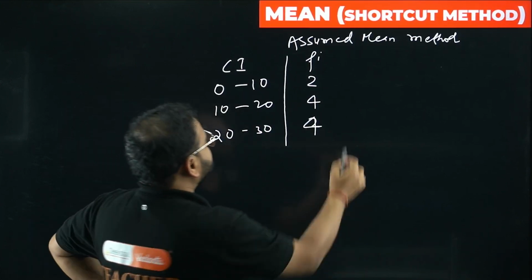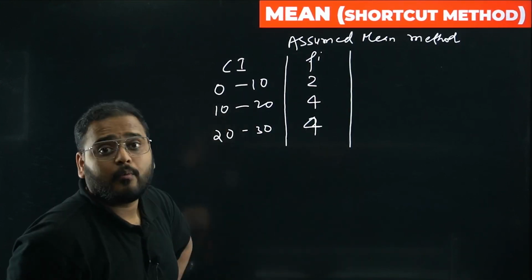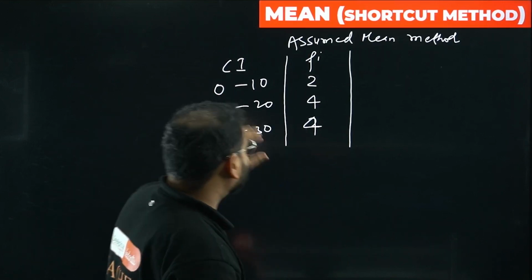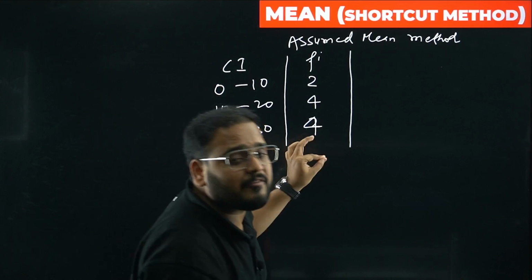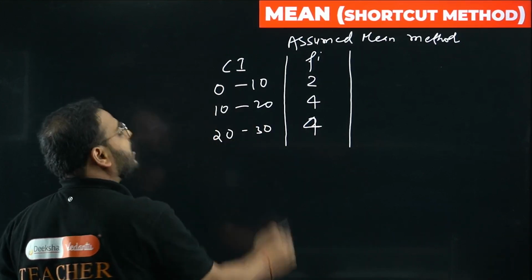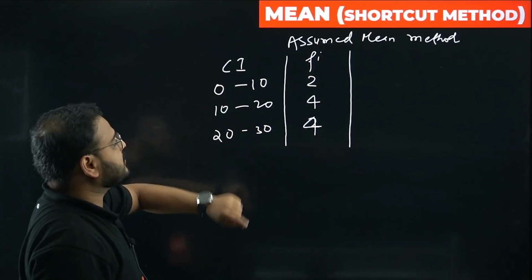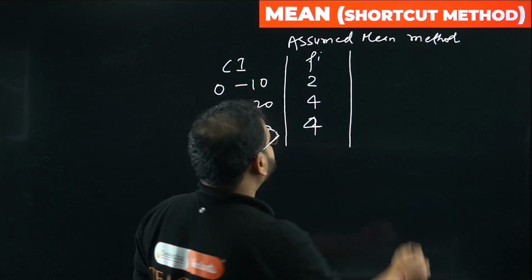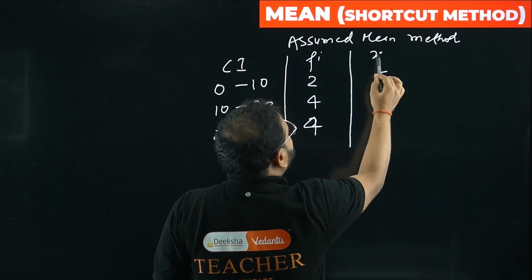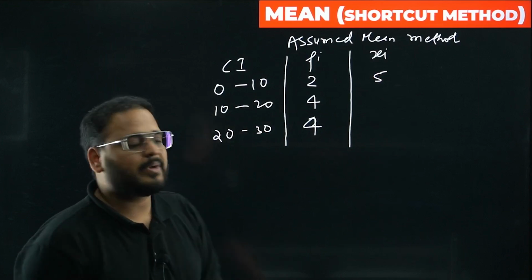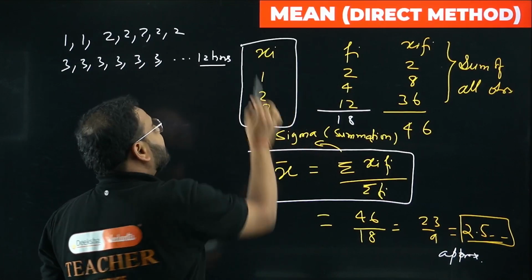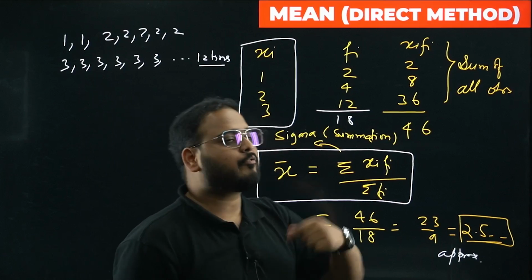Now what we're going to do, we're going to find the class mark from here. Once the class interval is given to you, you have to find the class mark. What is class mark? Sum of the upper and lower limit of this class interval, divided by 2. 0 plus 10 is 10, divided by 2 is 5. And we write the column with the symbol xi. Can you make sense of this? Over here xi was already given to us, we didn't have to find it out.